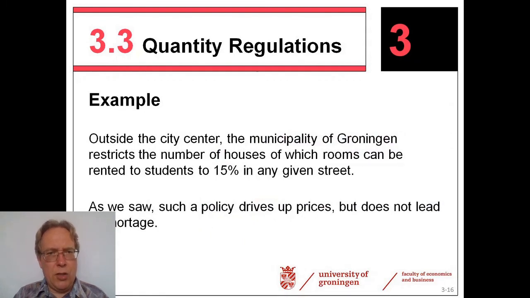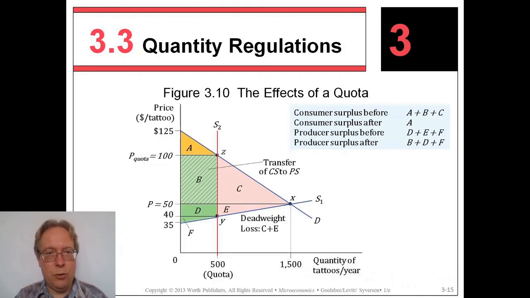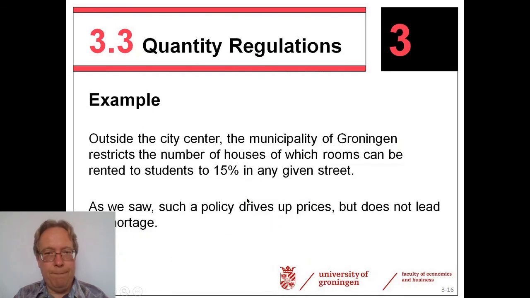So this is another example. The municipality of Groningen has a rule that restricts the number of houses of which rooms can be rented to students to 15% in any given street. So essentially, that's a quota. So what happens with that policy? Well, it will drive up prices. It will not lead to shortages. Everybody who wants to buy can buy, also in this example. But there will be a welfare loss, and there will be a transfer from consumers, students in this case, to producers, the people renting out the rooms.